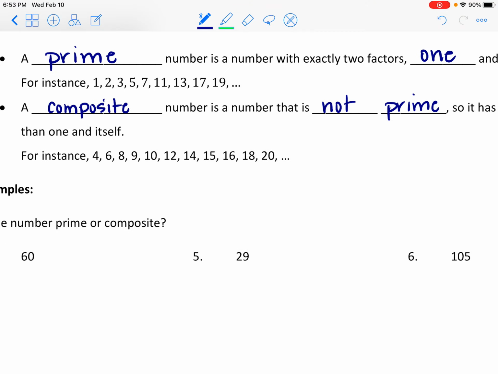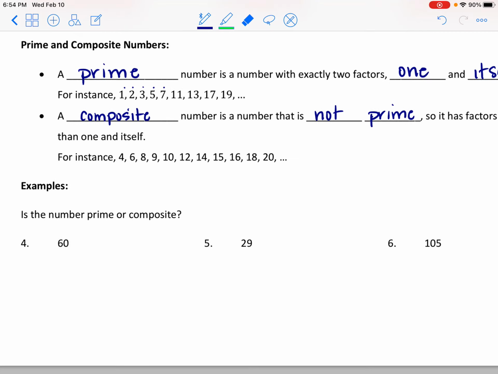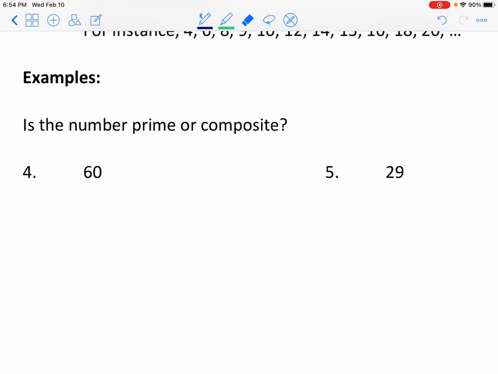So if I started my same list here, remember I got 1, 2, and 3, and I skipped 4, 4 goes over here. Then I had 5, and I skipped 6, 6 goes over here. Then I got 7 over here, and I skipped 8, 9, and 10, 8, 9, and 10 go over here. Because again, all these numbers that are composite have factors other than 1 and themselves. Okay, so let's practice just identifying here. I got a few numbers for us to look at that aren't on those lists.